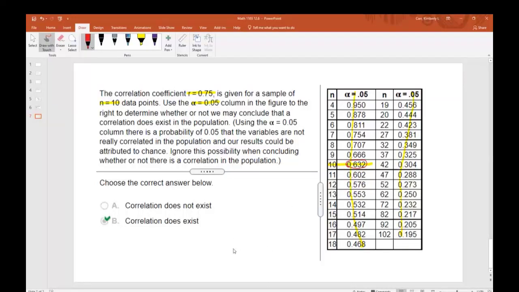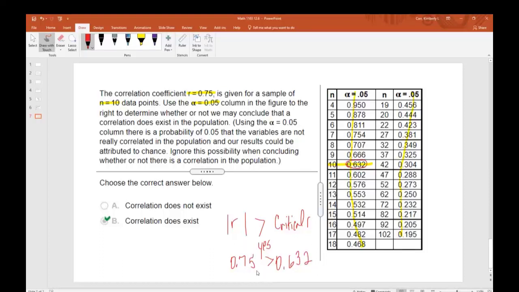So my critical r value is 0.632. I'm wanting to compare the absolute value of r to the critical r. If it's greater than that, then we would say yes. I've already checked that so that you can see. Because they gave me 0.75, if I put the absolute value of 0.75, I do get 0.75. And that actually is greater than the critical r I've circled over here of 0.632.